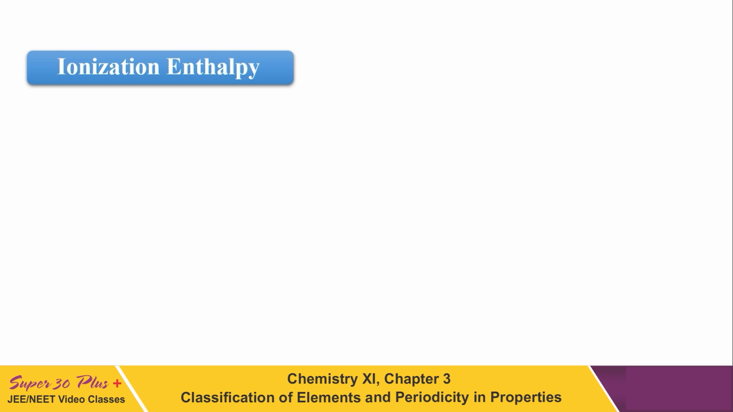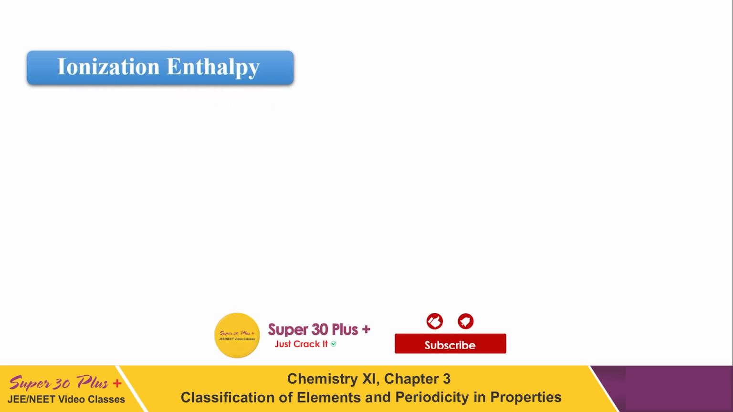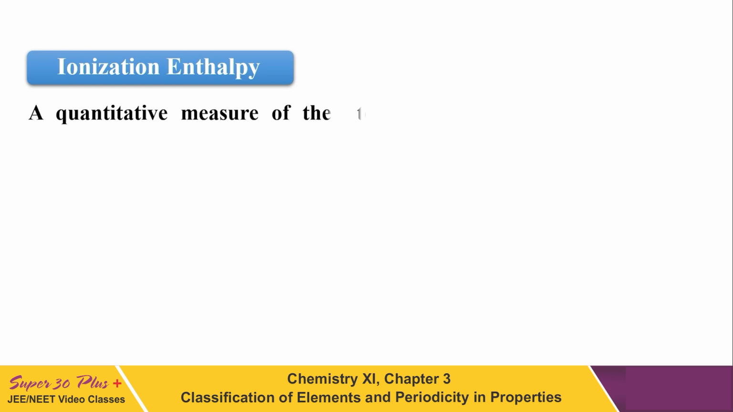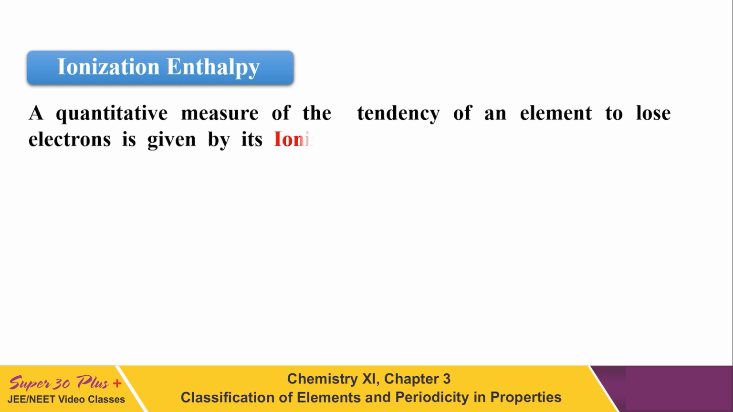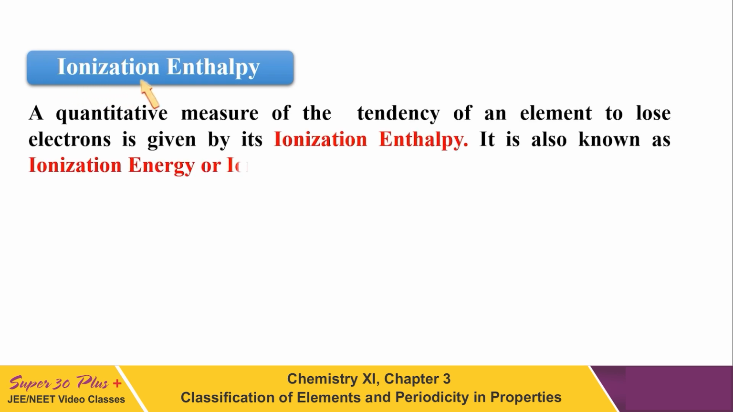Now we shall discuss the ionization enthalpy. After discussing radius, now we shall discuss ionization energy or the ionization enthalpy. So what is ionization? In simpler terms, ionization is the attainment of charge. When we remove an electron from any species, in broad terms, this is called ionization. Now specifically, it is quantitatively measured by the tendency of an element to lose electron.